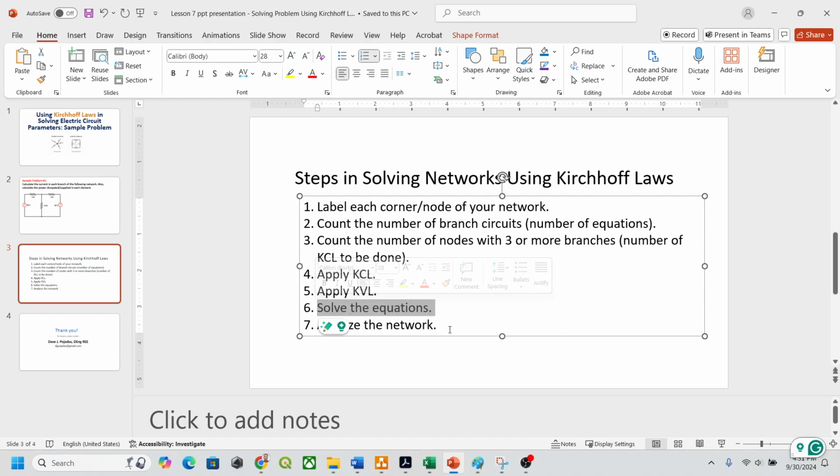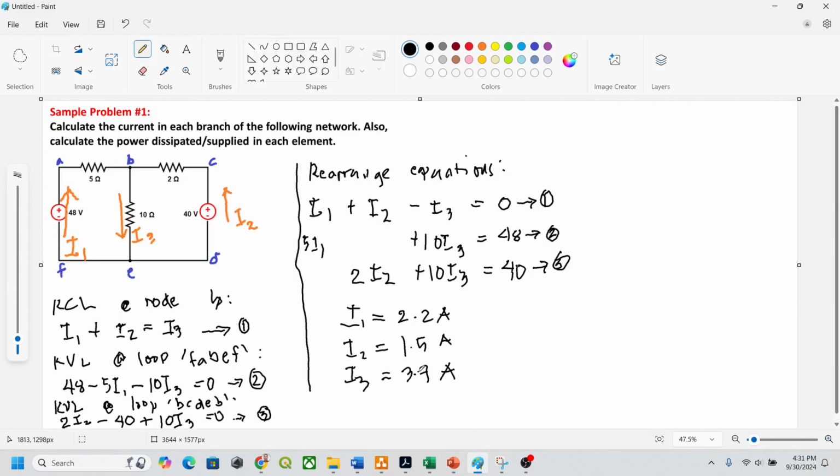So we will now analyze the network. Okay. So we have calculated I1, which is equal to 2.2 amperes, this current right here. I2, which is 1.5 amperes, and I3 is equal to 3.7 amperes. So one way of checking if your answers are correct is that you will try to look at your currents.